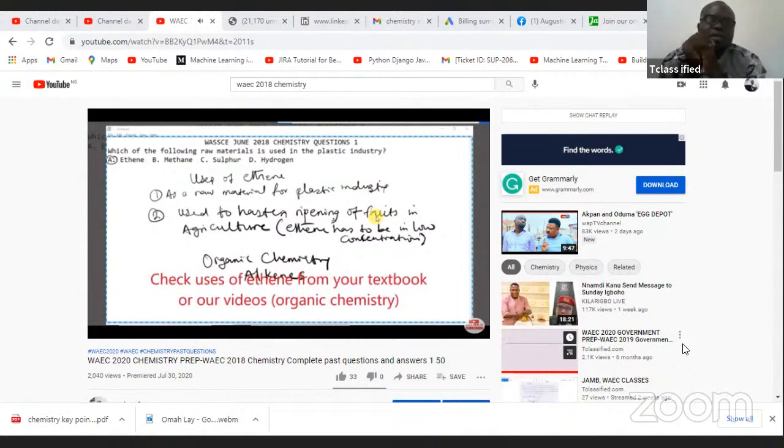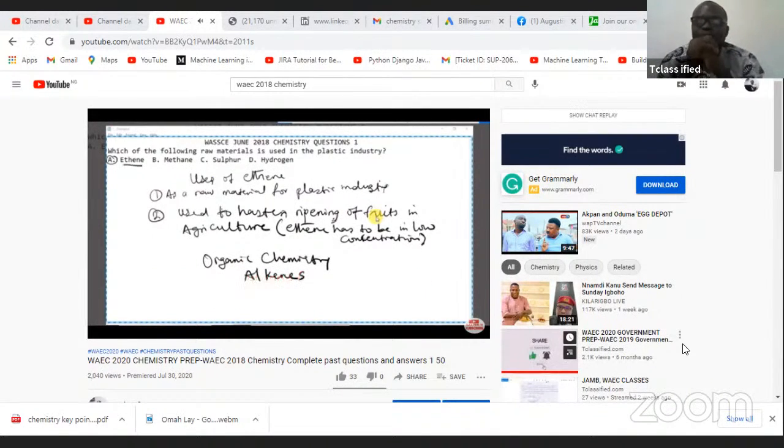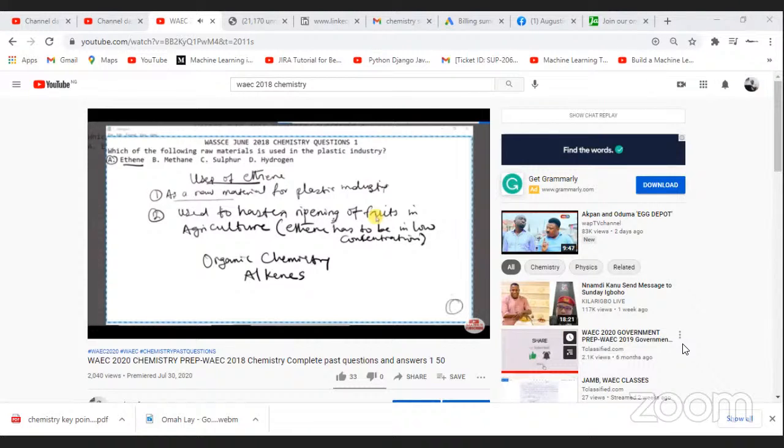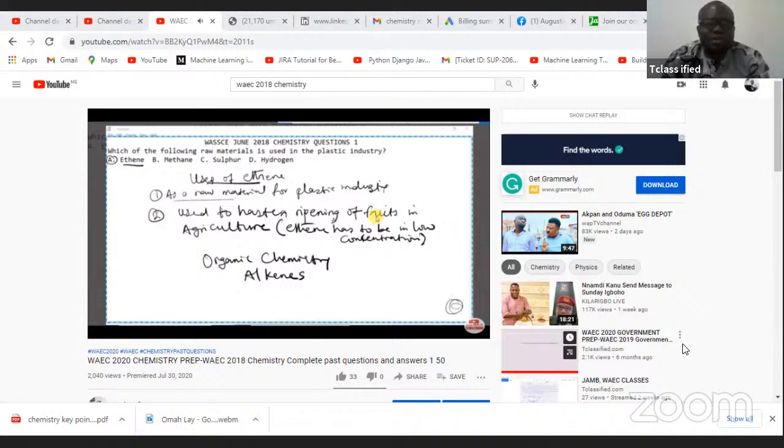Okay. So I want, when you're able to answer a problem, I want you to be able to, using that same problem, get the context. So which of the following raw material is used for plastic industry? Ethene, which is an alkene, is majorly used as raw material for plastic industry. It's also used to hasten ripening of fruits in agriculture. So that's very good.